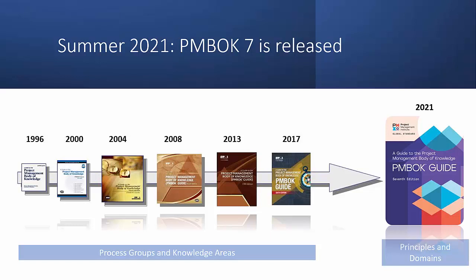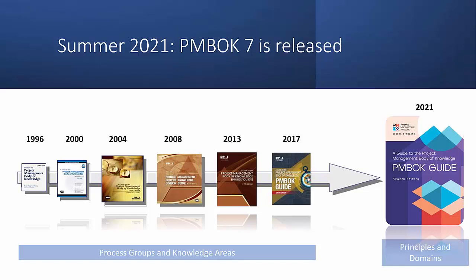What we are doing is moving from a structure based on process groups and knowledge areas to a structure based on principles and domains. We'll see in just a second what those are. But as you can see, it's really a different structure. So one could nearly argue that this is a different book. They could have given it a different title. Is it really a project management body of knowledge?